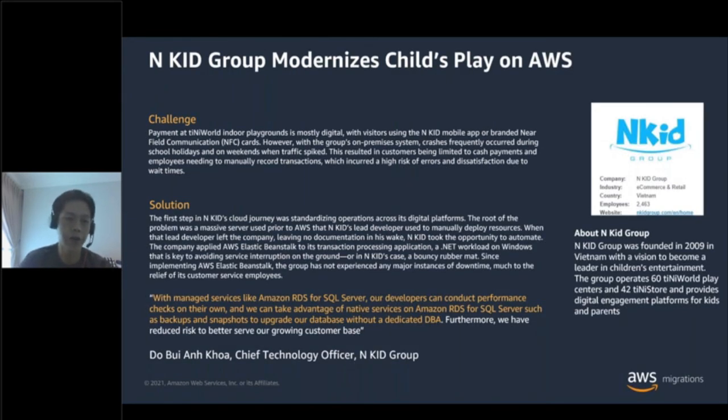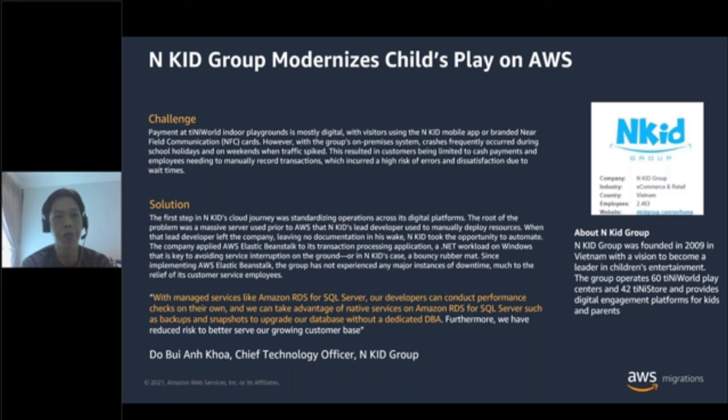Another one that I wanted to call out is Enkit. Enkit is based in Vietnam. They are in the indoor playground business, where they have visitors with children that use a mobile application or NFC cards to do payments and check in and check out in the playground itself. What happens in this case is they used to have on-premise systems, and it crashes quite a fair bit during peak hours, which they have seen especially during school holidays and weekends. They see that their on-prem systems are not able to cater to the need, so they are not able to scale and be agile.